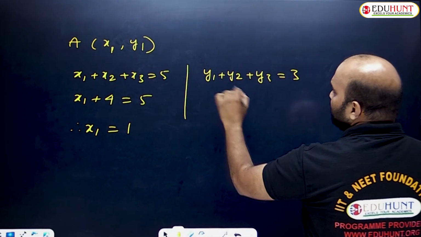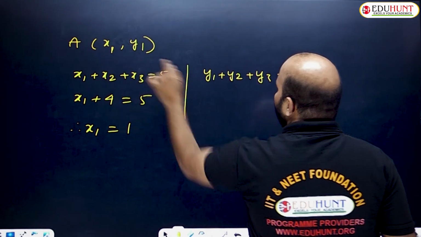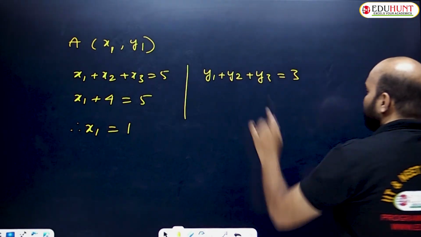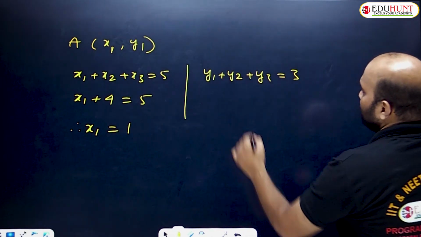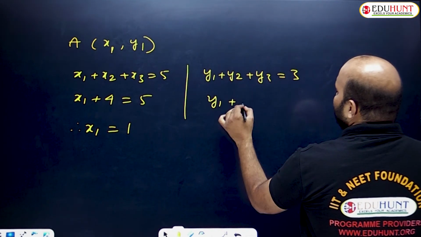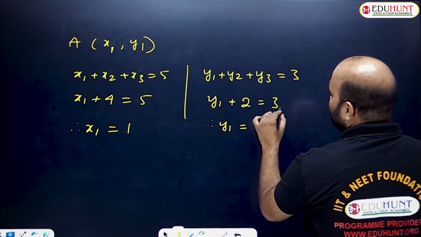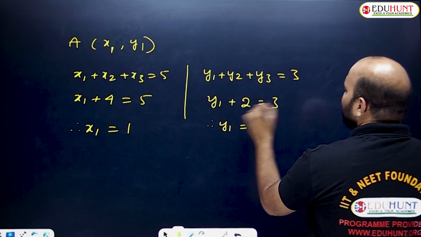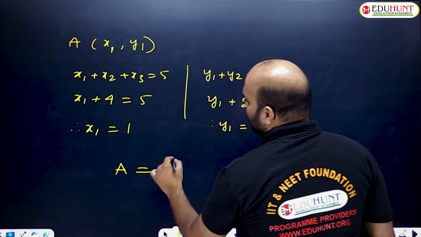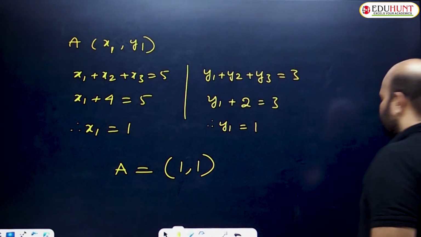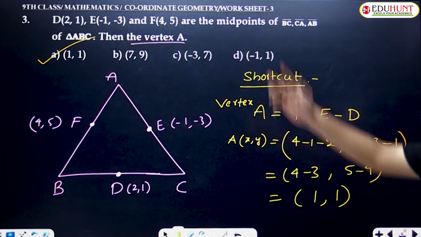Similarly here also. The question is asking A coordinates: x1 we already got as 1. How will we get y1? Substitute y2 plus y3. Already you know that the y2 plus y3 value is 2. So y1 plus 2 equals 3. Therefore y1 equals 3 minus 2; 2 goes to the right side and becomes a minus, so y1 is 1. So what is A coordinates? 1 comma 1. Which option is the right answer? This is the school method, the traditional method. So 1 comma 1, option A is the right answer.